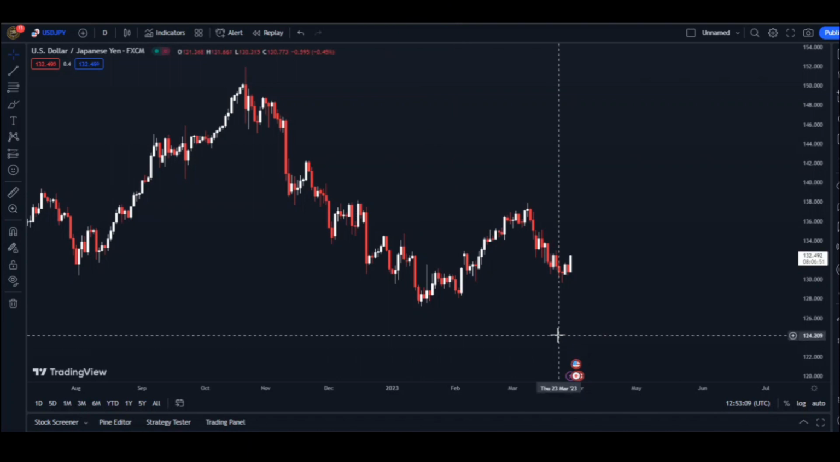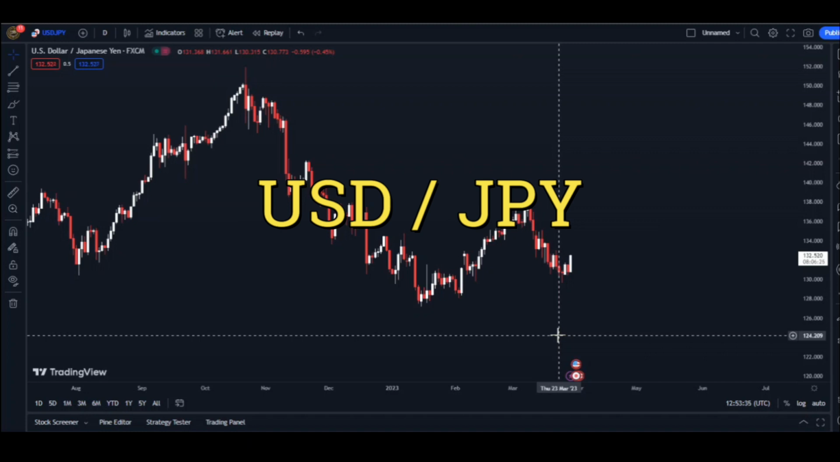Alright guys, so again, welcome back to our charting session for our Forex trading analysis, technical analysis. So, just to give you an overview of my thought process when it comes to analyzing any particular chart, any particular currency pair. In this case, I'm going to analyze dollar yen, USD JPY.